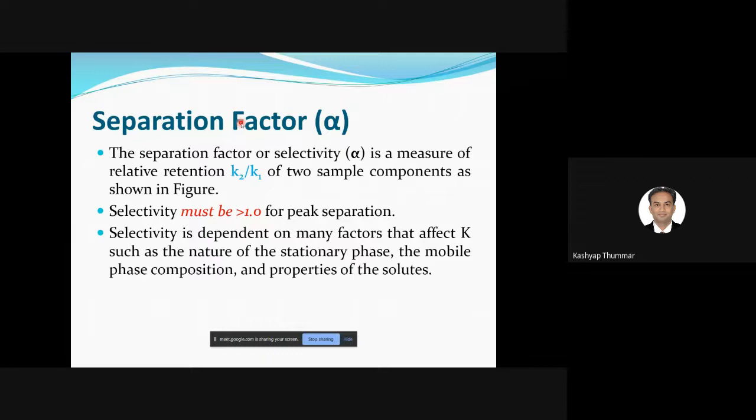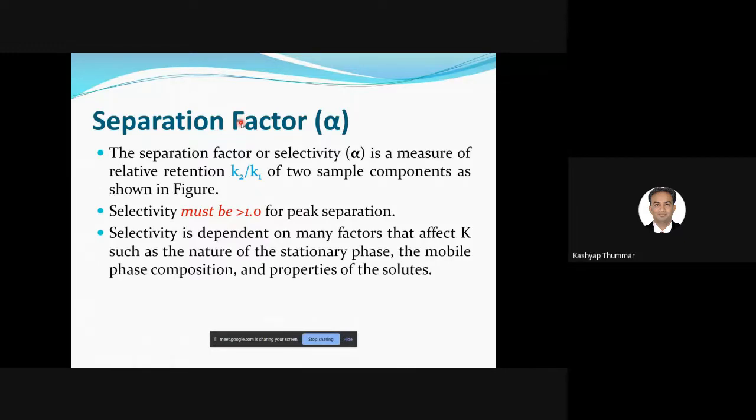Retention factor, capacity factor, partition coefficient: what is the value of the retention factor, and what is the meaning of that k value? If k is equal to 0, then what? If k is greater than 20, then what? And if k is between 1 and 20, what is the meaning, and what things will optimize the retention factor?